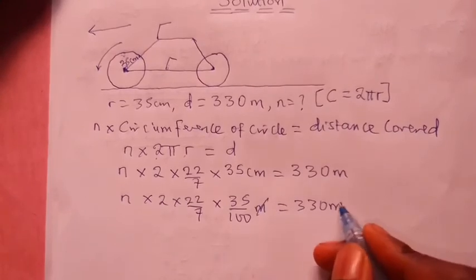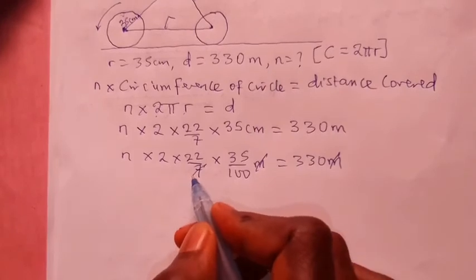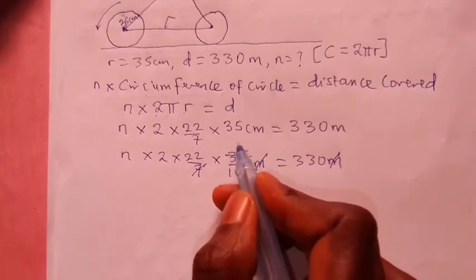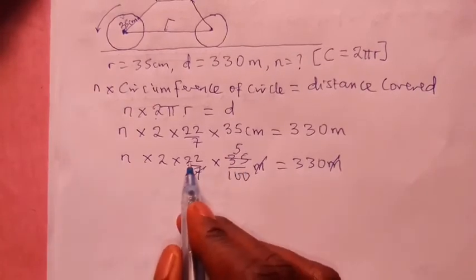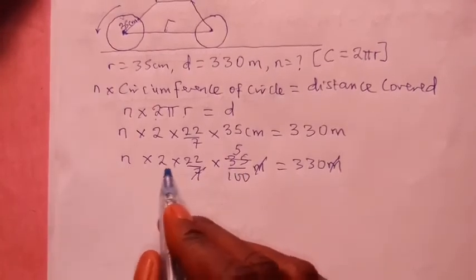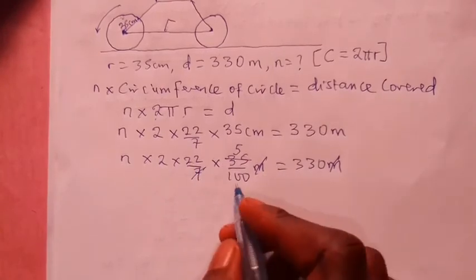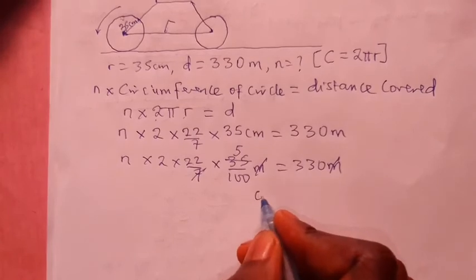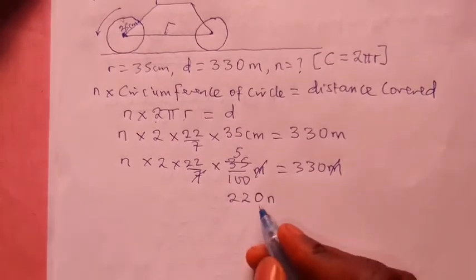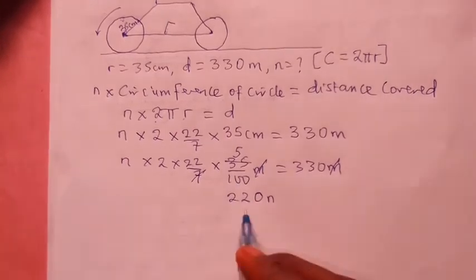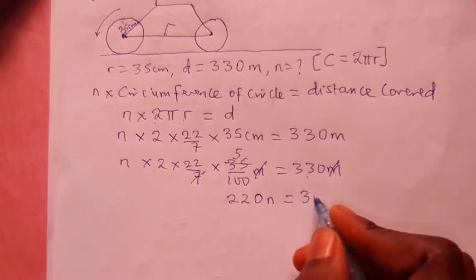So the meters can cancel the meters, right? Now, if you check up here, you can see that 7 can cancel 35. How many times? 5 times. So at the numerator, we are having 2 times 22 times 5, then times n. 2 times 22 is what? 44. And 44 times 5 will give us 220 times the n. We have 220n. Then equals to what? What we have here is 330.